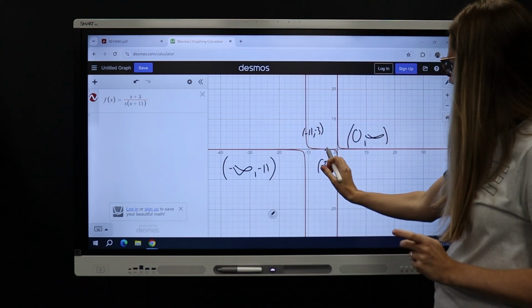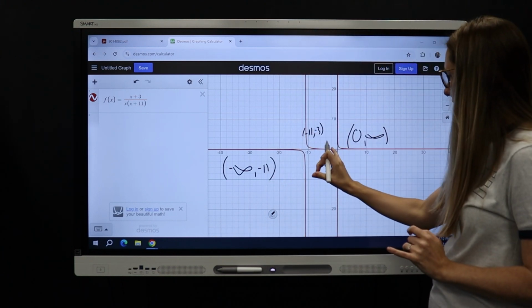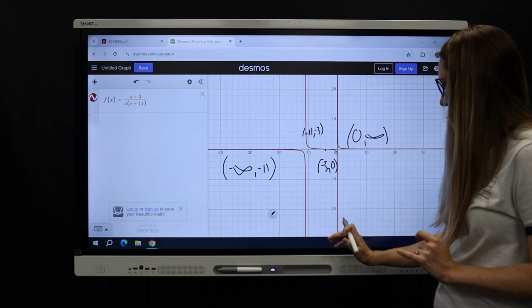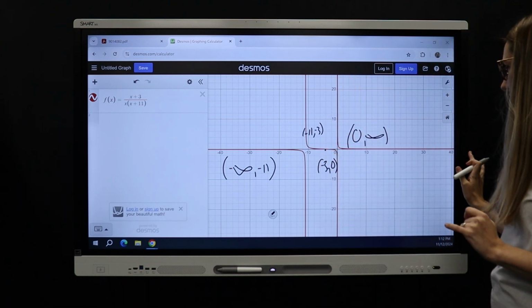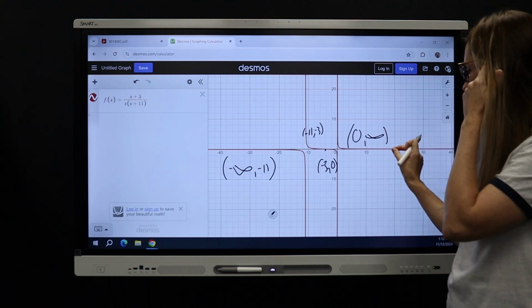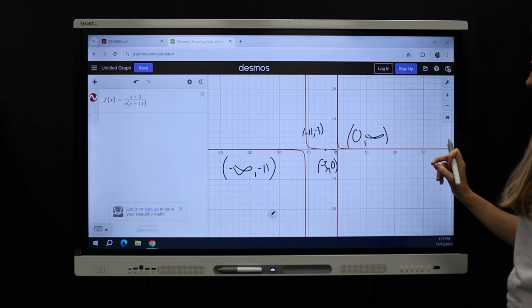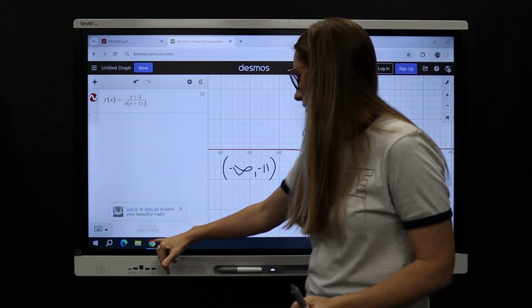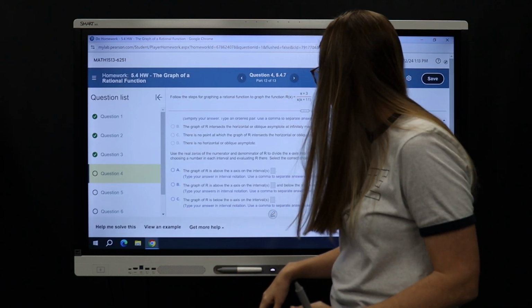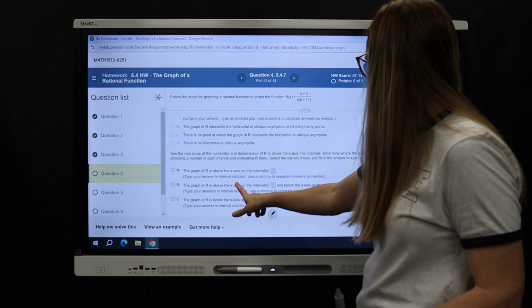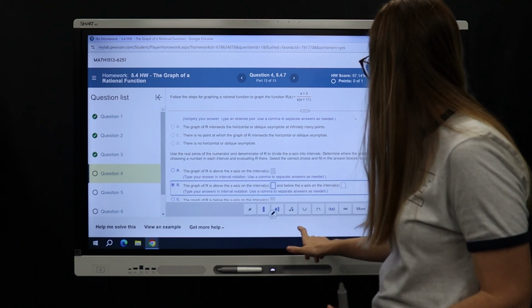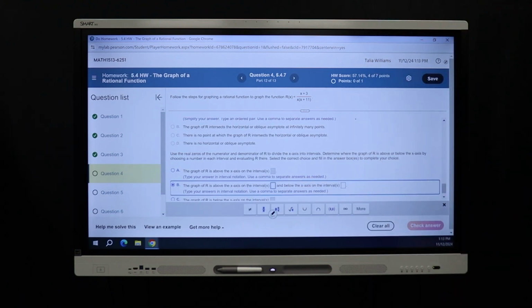Here, negative 11 to negative 3, that is all above the x-axis. Negative 3 to 0 is below the x-axis. And then 0 to infinity is above the x-axis. You can zoom in if you need to. And that's what they're asking for on this problem. So above the x-axis, we have them both, so we have to do both of them.